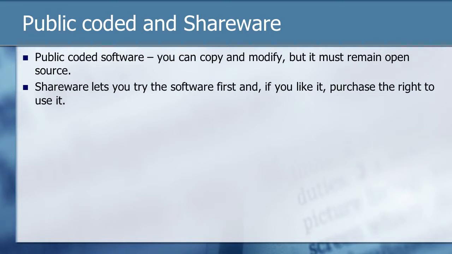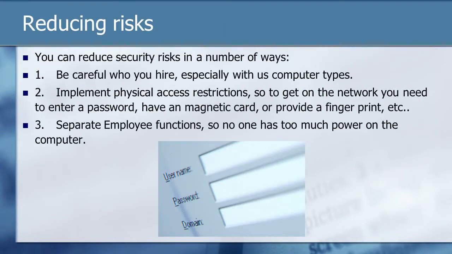And in fact, some of the programs that I'm recommending that you use in this course are open source. So there are lots of risks out there with regards to computer systems, and there are some risks for you just as a person. So what are the ways that we can help reduce some of these risks? Well, number one, you can be careful who you hire, especially with computer types, because they tend to be the ones given the power over networks.